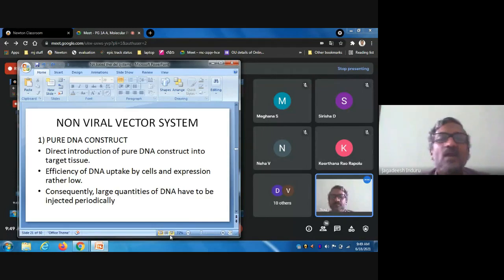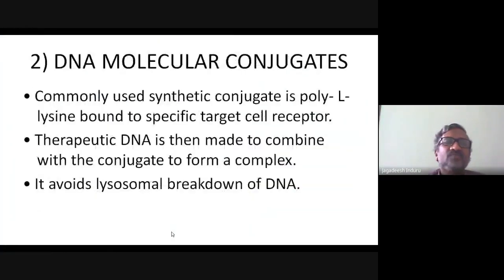Second is DNA molecular conjugates. Direct DNA constructs we have already seen. The problem is that entry is very low and we need to use huge quantities of DNA, which causes a lot of wastage. A commonly used synthetic conjugate is poly-L-lysine bound to the specific target cell receptor, and the therapeutic DNA is made to combine with the conjugate to form a complex, which avoids lysosomal breakdown of the DNA.